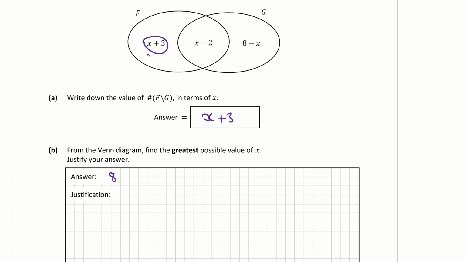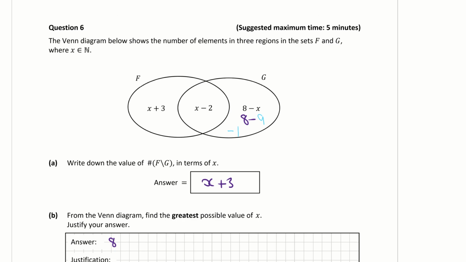Think of it here, if I put 8 in for x here, I get 8 plus 3, which is 11, which is allowed. If I put x in here, I go 8 minus 2, I get 6, which is a number. In the final one, I put 8 in, I get 8 minus 8, which is 0, which is a number. But think of it this way. If you put any other number in that's bigger than 8, say 9, I'm going to get a minus 1. I'm going to get a minus answer.